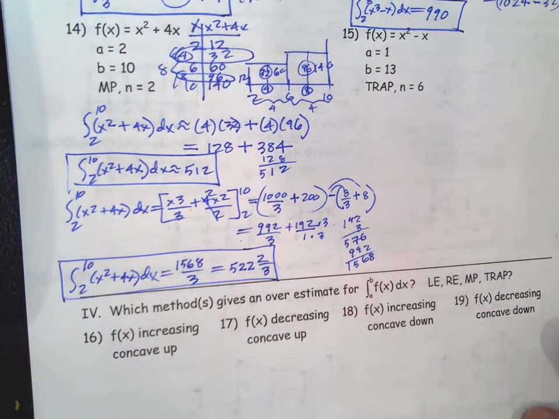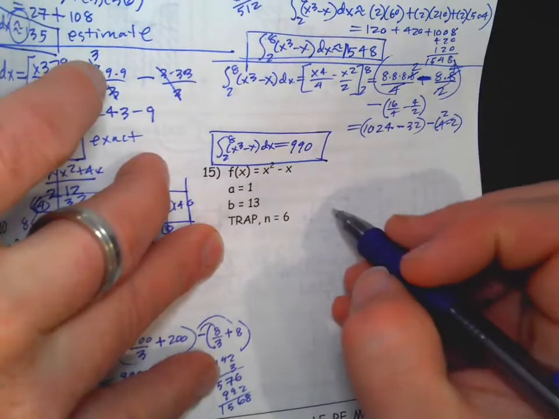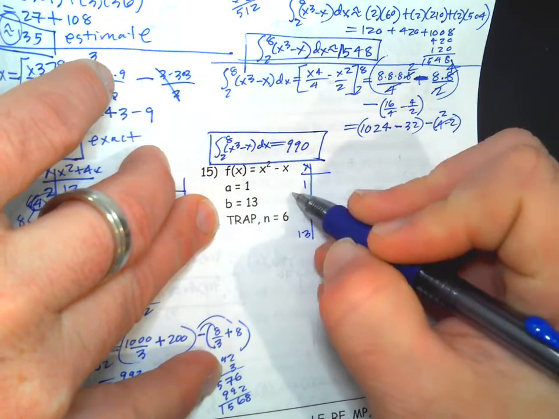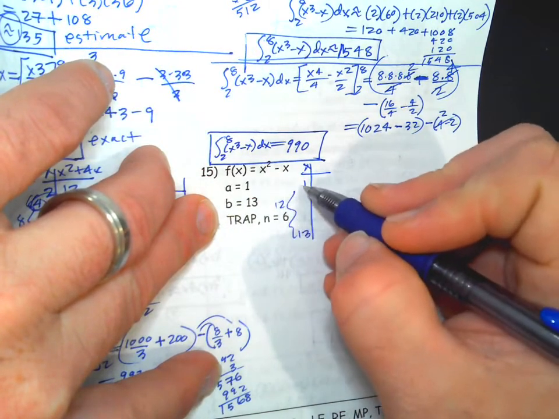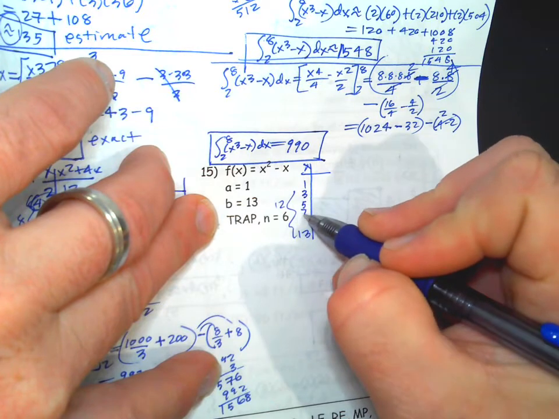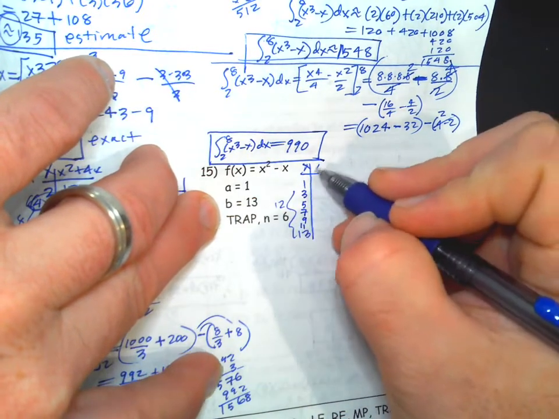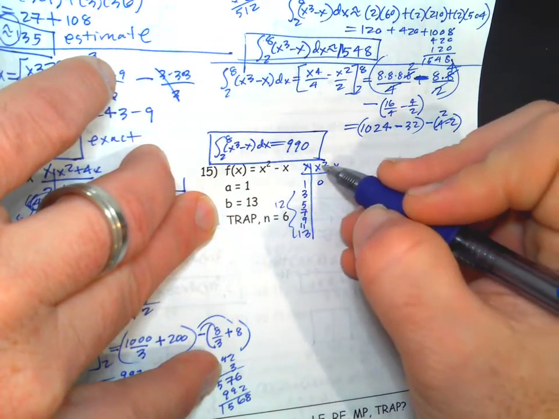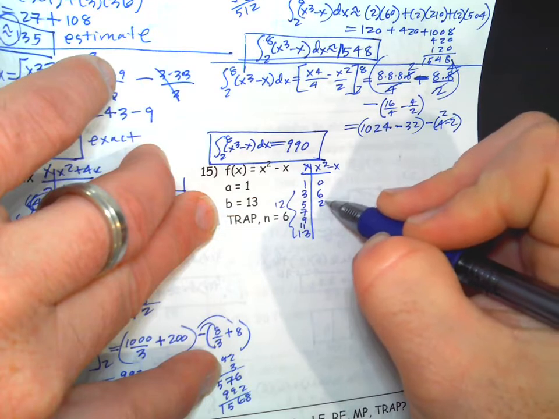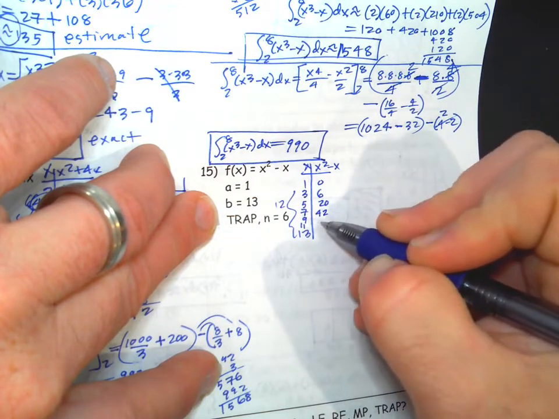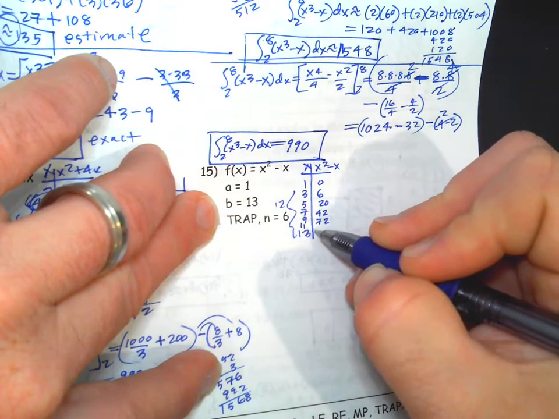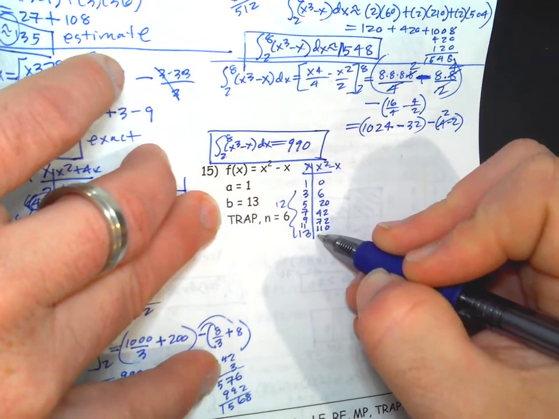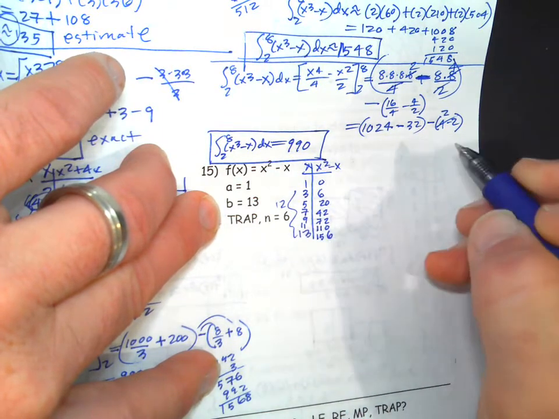Okay, last one of these, trapezoids, 6 of them. So we're gonna make a table. We got 1 to 13, gap is 12, divided by 6 is 2, so 1, 3, 5, 7, 9, 11, 13. I'm gonna plug these into x squared minus x. Plug 1 in, you get 0. Plug 3 in, you get 6. 25 minus 5 is 20. 49 minus 7 is 42. 81 minus 9 is 72. 121 minus 11 is 110. 13, 169 minus 13 is 156.